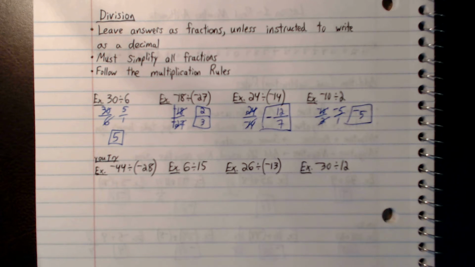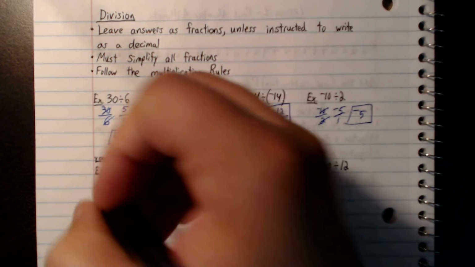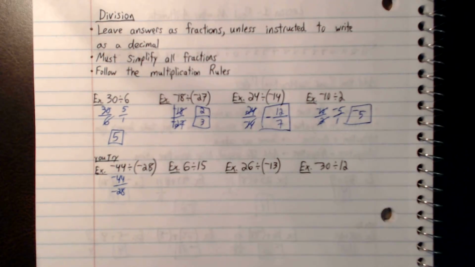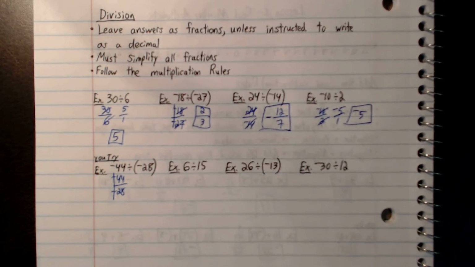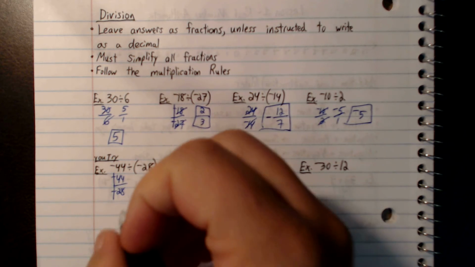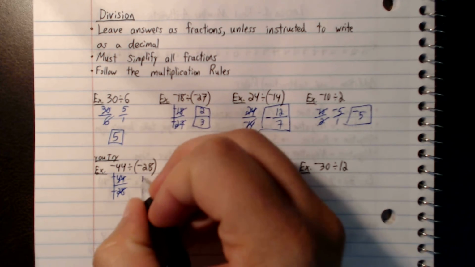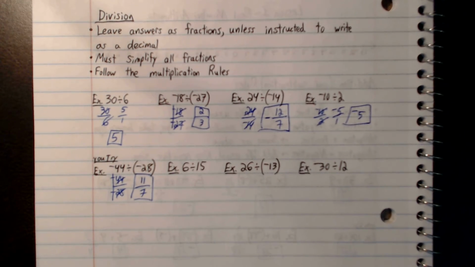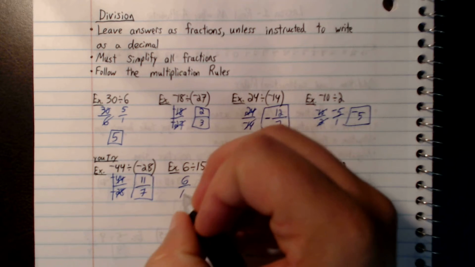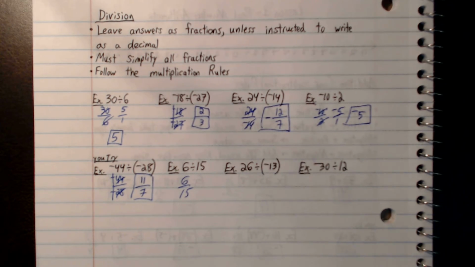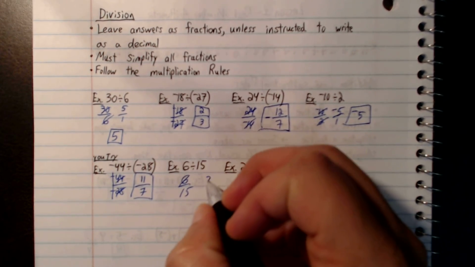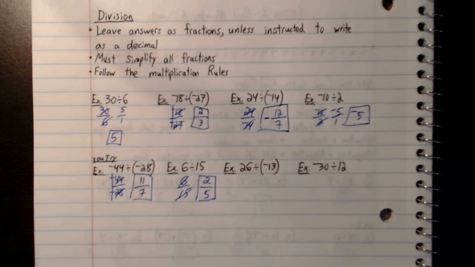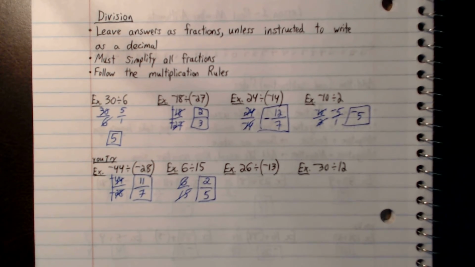Alright, let's see how you did with these, the last 4 for this video. If we take negative 44 divided by negative 28, hopefully you got rid of those double negatives. Then you would have said, these are both divisible by 4 at most. So 11 over 7 should be your first answer. Our second problem, 6 divided by 15. The highest number they're both divisible by is 3. 6 divided by 3 is 2. 15 divided by 3 is 5. So 2 over 5. No decimals anywhere on this paper so far.